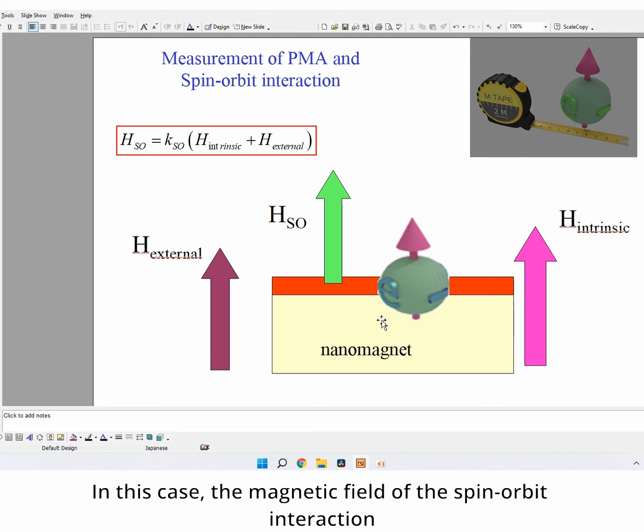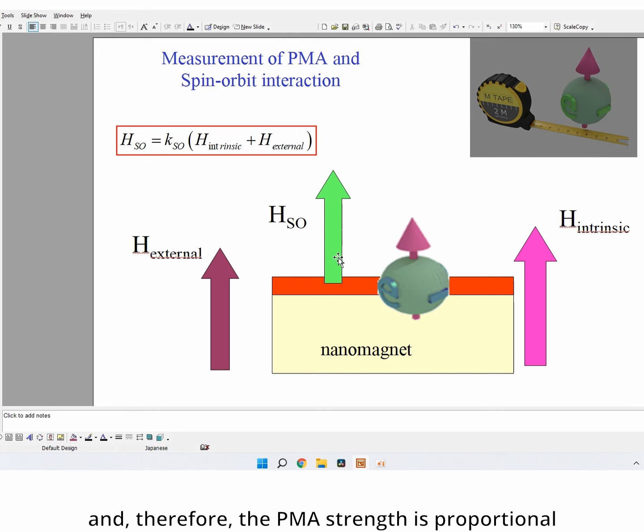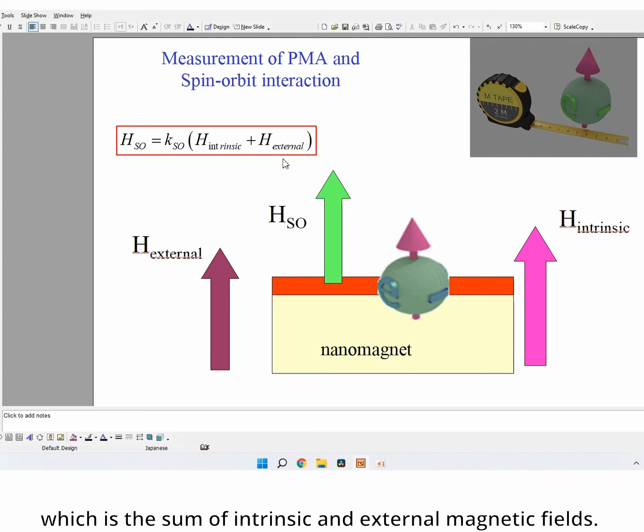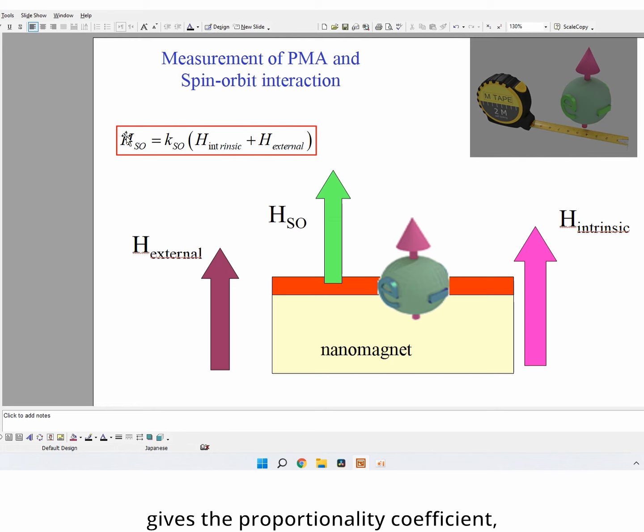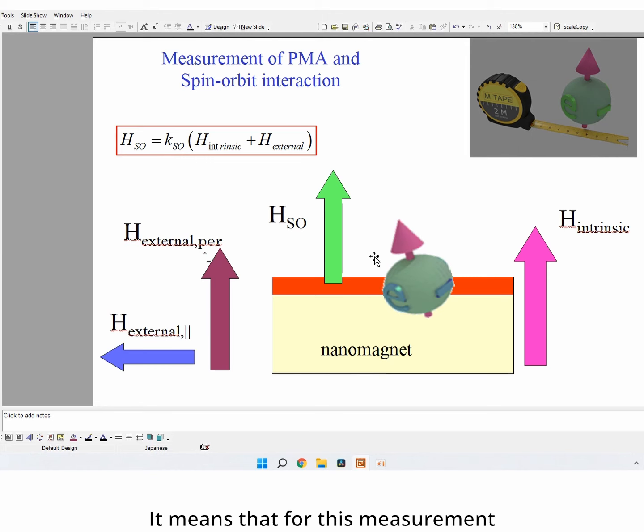In this case, the magnetic field of spin-orbit interaction, and therefore the PMA strength, is proportional to the total magnetic field, which is the sum of intrinsic and external magnetic fields. A measurement of the PMA strength versus external magnetic field gives a proportionality coefficient, which is in fact the coefficient of the spin-orbit interaction. It means that for this measurement, two types of external magnetic field are required.